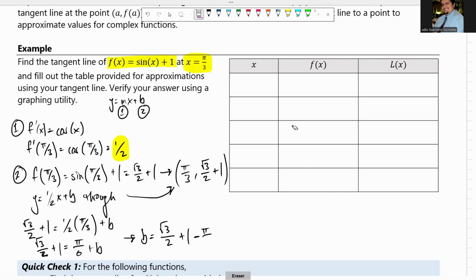So if we put all this stuff together, we get this. And I'm going to start using the notation that I'm going to define in a second. L of x is equal to 1/2 x plus my b, root 3 over 2 plus 1 minus pi over 6.